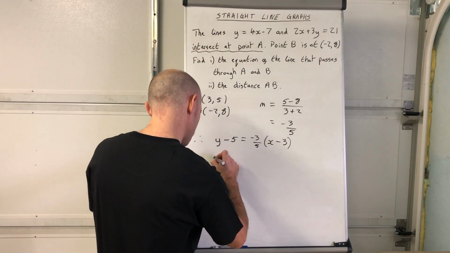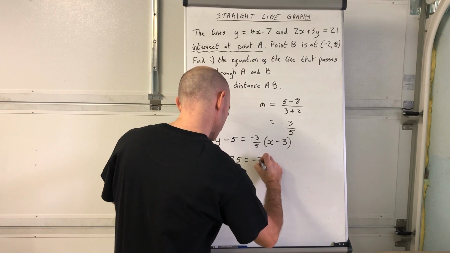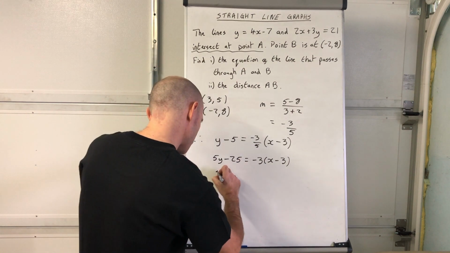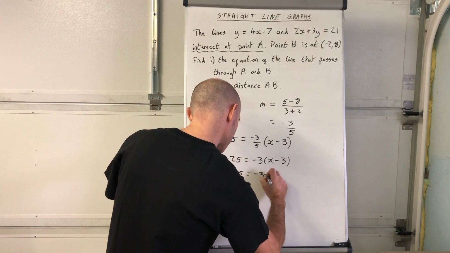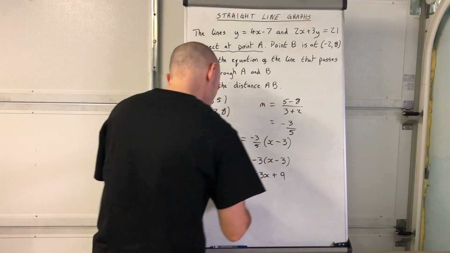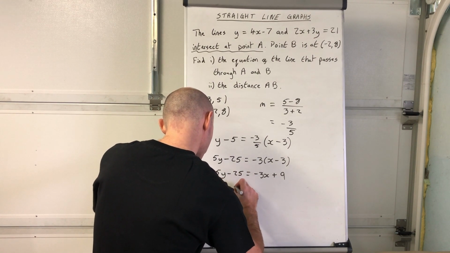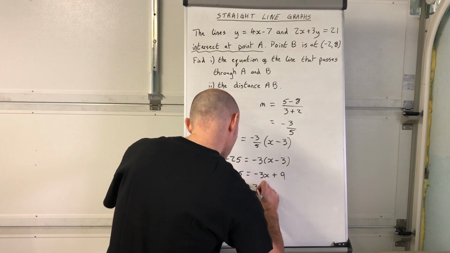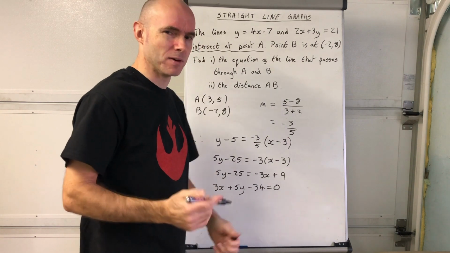So on the left hand side, that would be 5y minus 25, and that would be negative 3, x minus 3. Then I expand the brackets here, so 5y minus 25 is equal to negative 3x plus 9, and then I'll just put the x term to this side. So that'll be 3x plus 5y, and why don't I just subtract 9 as well? Subtract 34 equals 0.